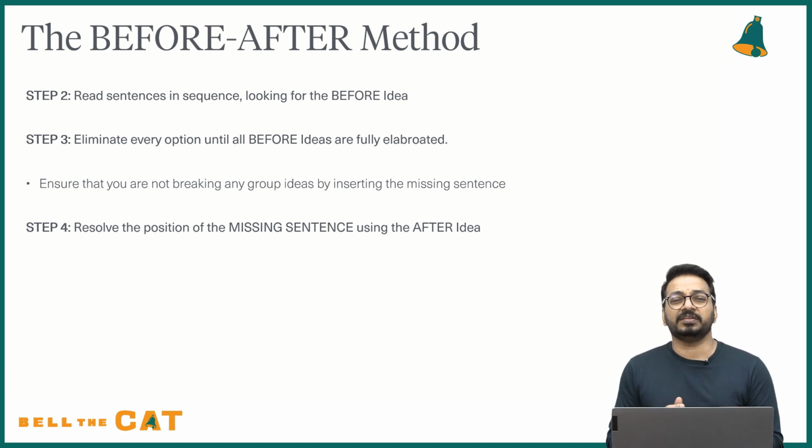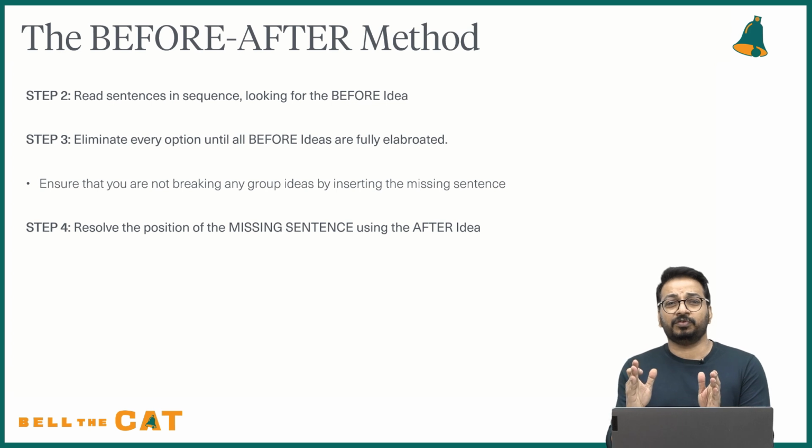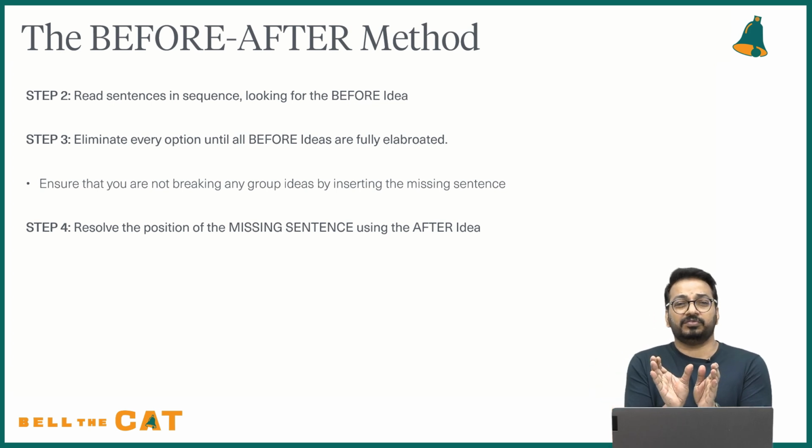Use the after ideas as a way to confirm your answer, right? Or in case you're stuck between two options, it can either be this or this. I feel it can fit into both these places. Then use the after idea. In the after idea, what trick should you use? You should use this fact that whatever is the after idea that should follow, that should immediately follow this sentence.